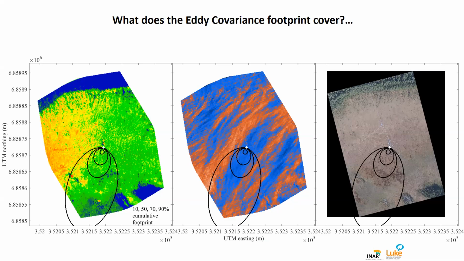Then in the central panel, we have a single temperature fluctuation map, obtained by this difference. That's the Reynolds fluctuation. And on the right, we have the RGB image of the same area, just to guide you. The eddy-covariance footprint is superimposed also, and the white cross marks the eddy-covariance tower.